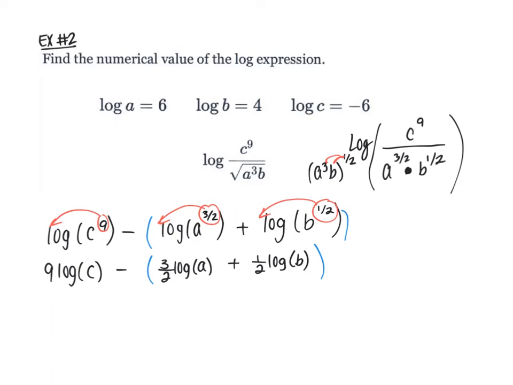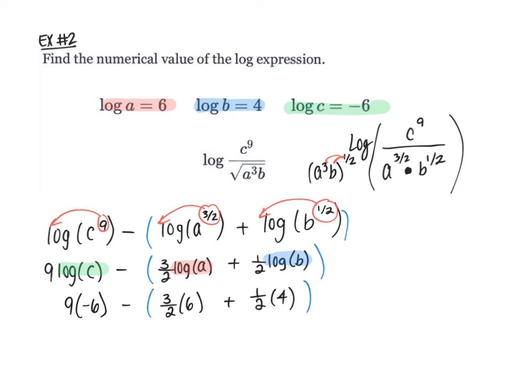So let's go ahead and plug in what we know. We know log of A is 6, so that's going to go here. Log of B is 4, that's going to go here. And log of C is -6, and that will go in the front. So 9 times -6 minus 3/2 times 6 plus 1/2 times 4. Again, not forgetting to bring these parentheses down.